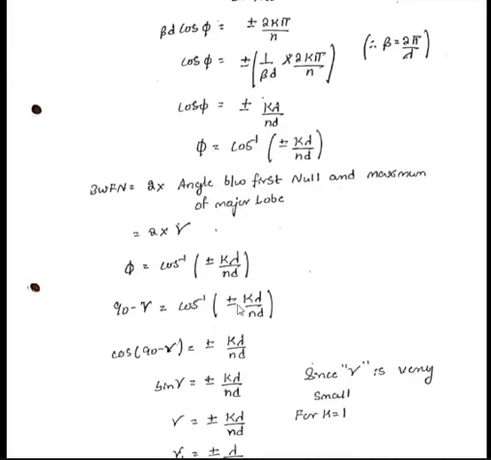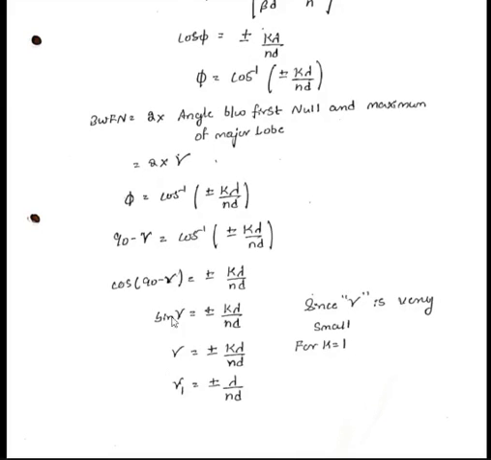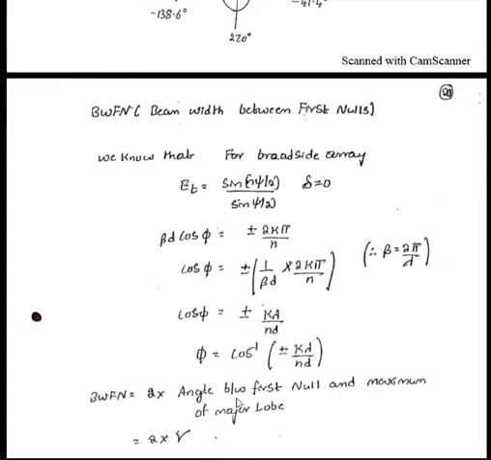You can take the cos inverse from the RHS side to the LHS side. So it will become cos of 90 minus gamma. So 90 minus gamma could be written as sin gamma is equal to plus or minus k lambda divided by n into d here. Let's consider that gamma is very small. Then gamma is equal to plus or minus k into lambda divided by n into d. If I consider the value of k is equal to 1, then gamma 1 is equal to plus or minus lambda divided by n into d. This is how we can explain the beamwidth between first nulls.